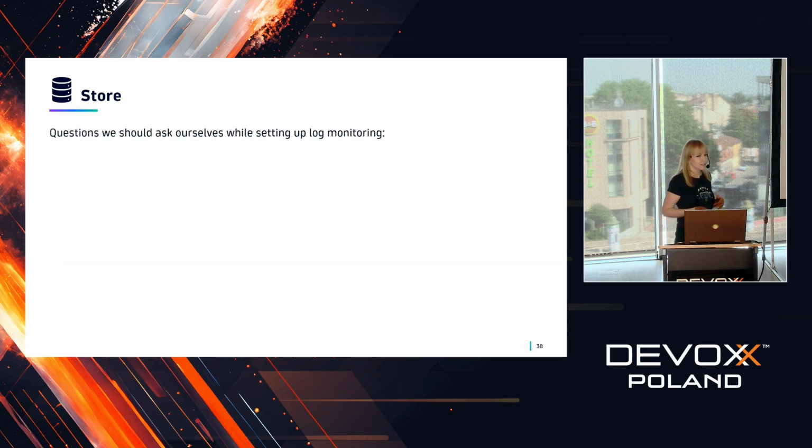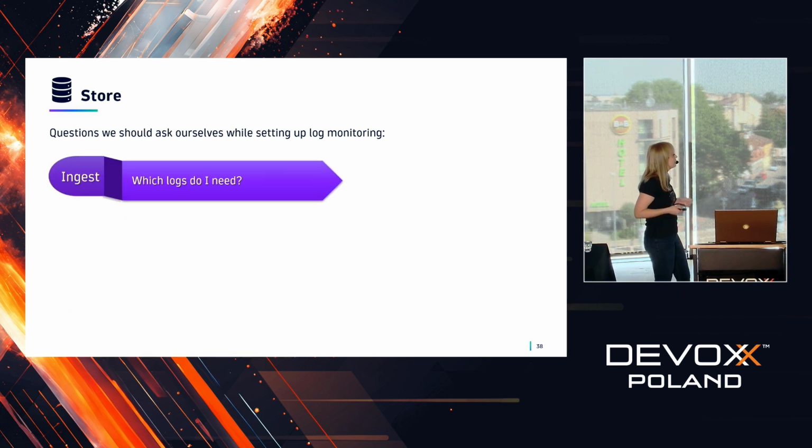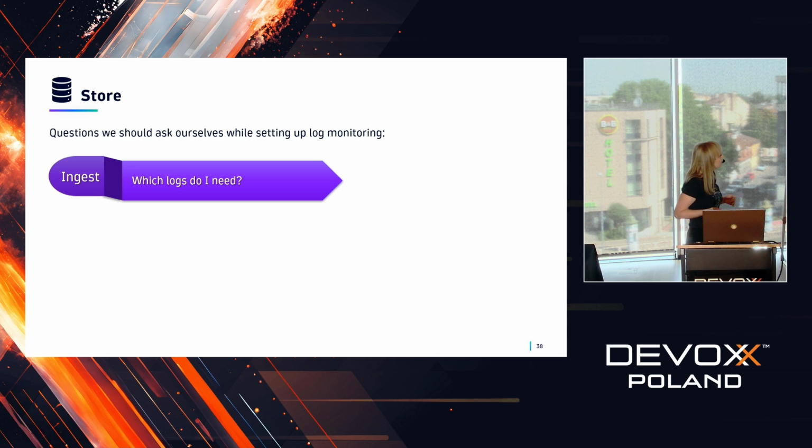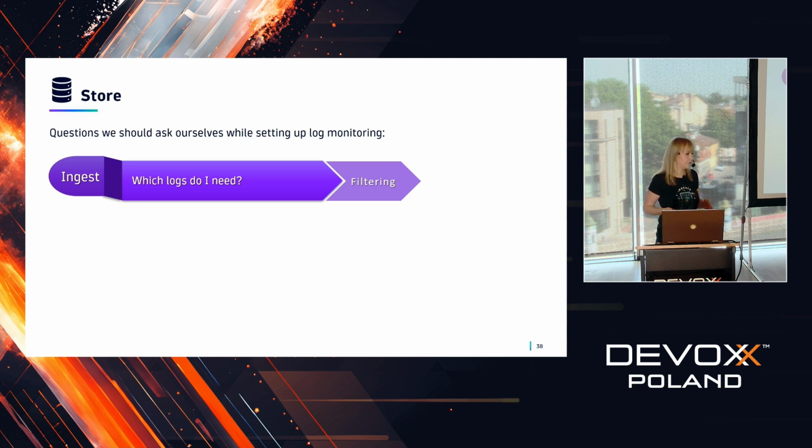So we can ask ourselves a couple of questions when we start to set up log monitoring. The first one is, which logs do I actually need? Do I need to send all logs to my monitoring tool? Maybe I can implement some filtering. Maybe I can filter only the most interesting logs, like for example error logs or logs that are coming from some particular source.